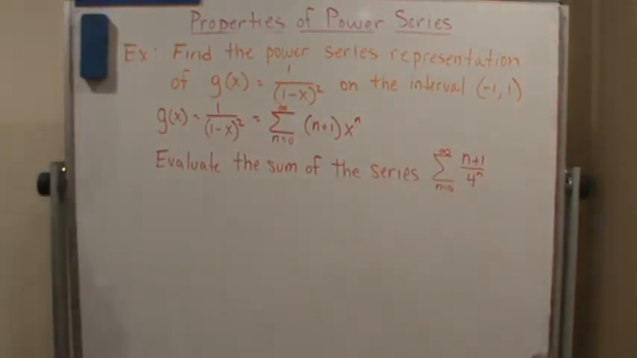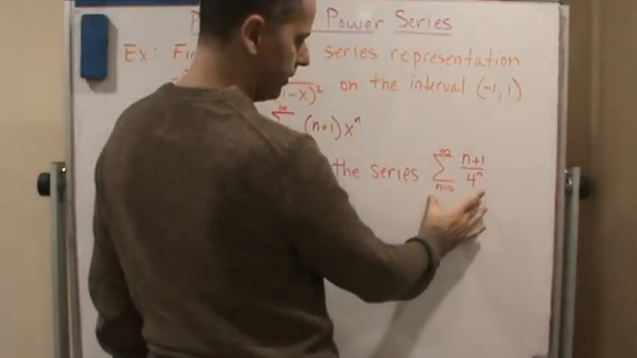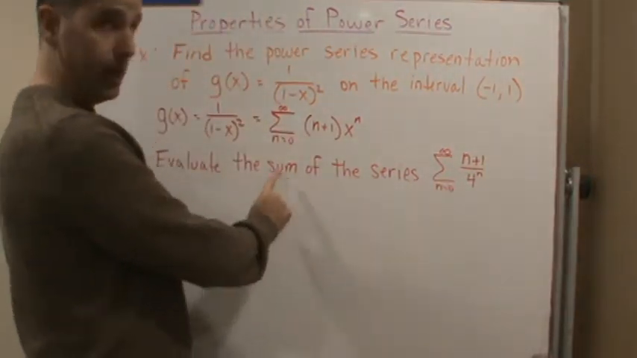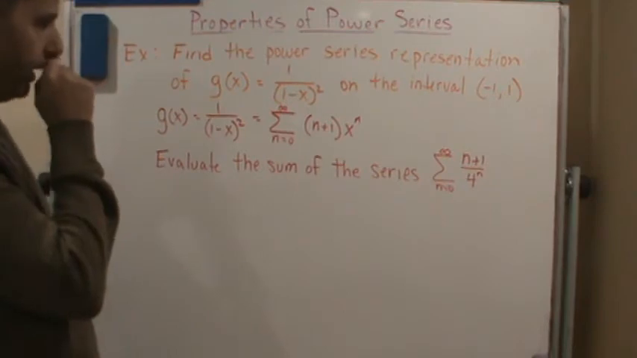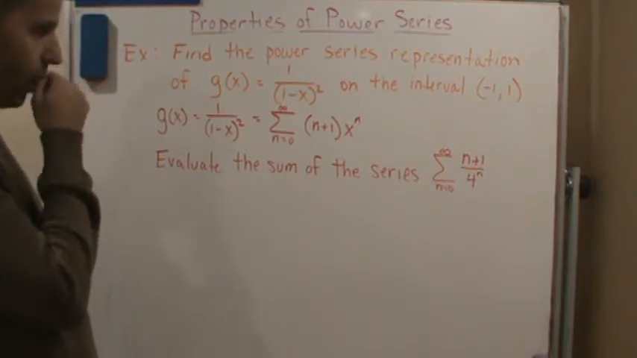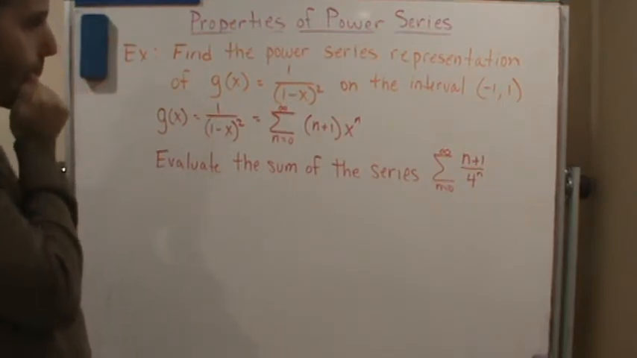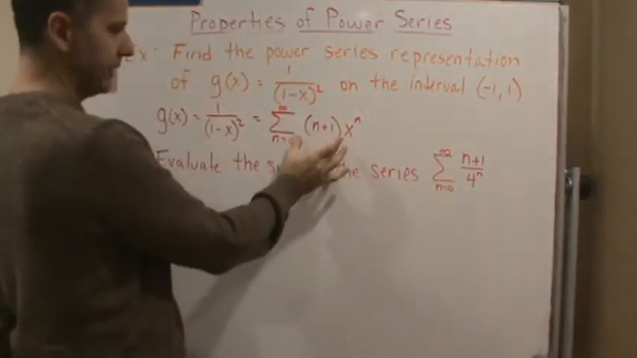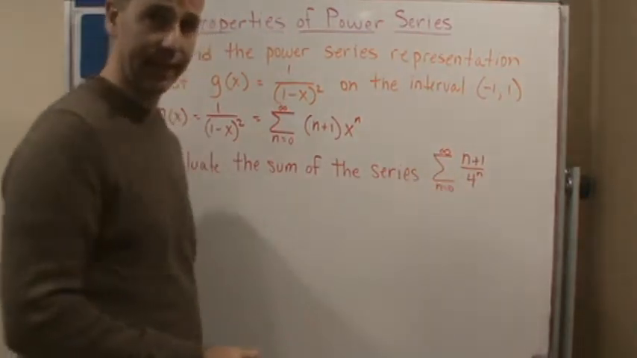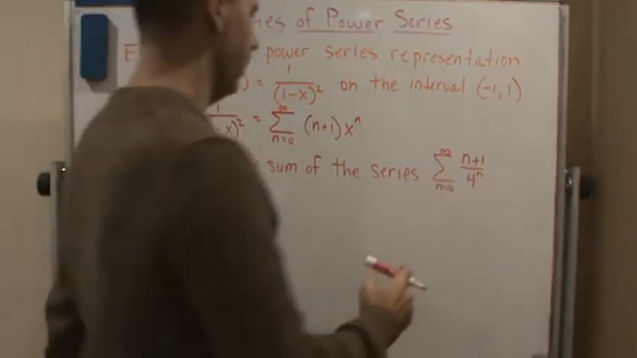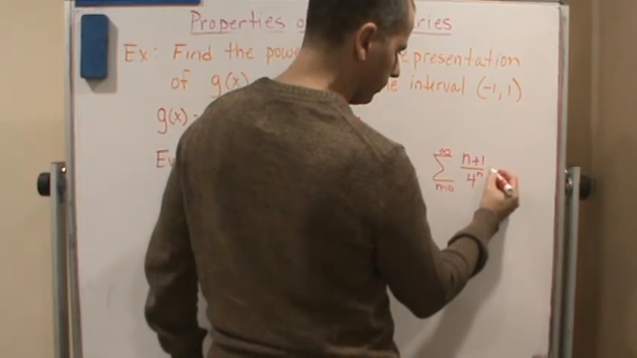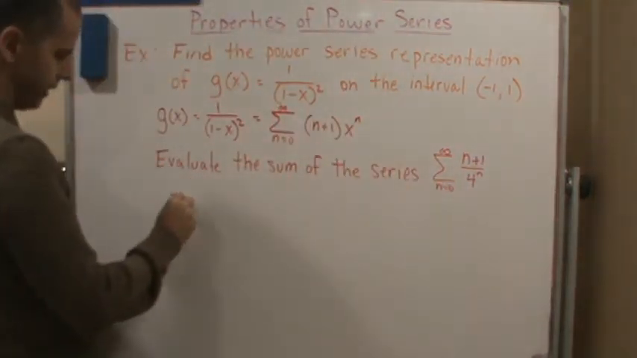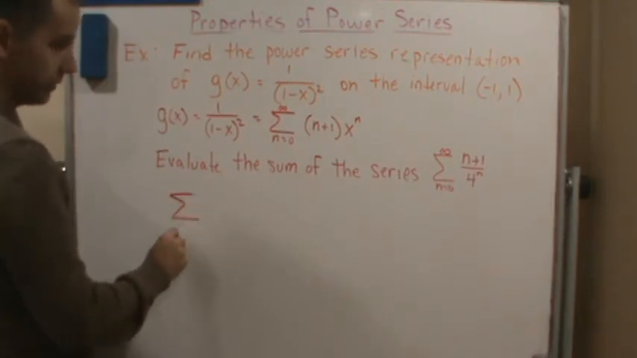Now notice that this series is an infinite series, right? We want to evaluate the sum of this. Notice that this looks like it's in this form, but not to see it, let's rewrite it. So we can rewrite this as what? Let me write it over here. So let's rewrite that series as this.